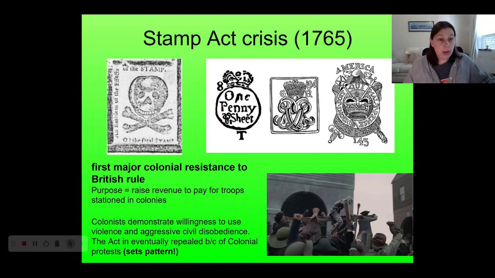The colonies also write official formal protests to Parliament, basically saying like, please rethink this policy. Like, this isn't good. We can't do this. We don't have the money to pay this tax. The House of Burgesses in particular sends some of these.